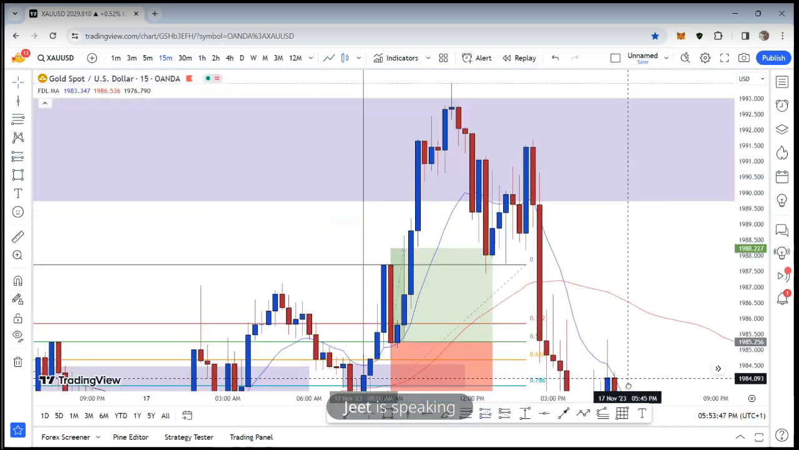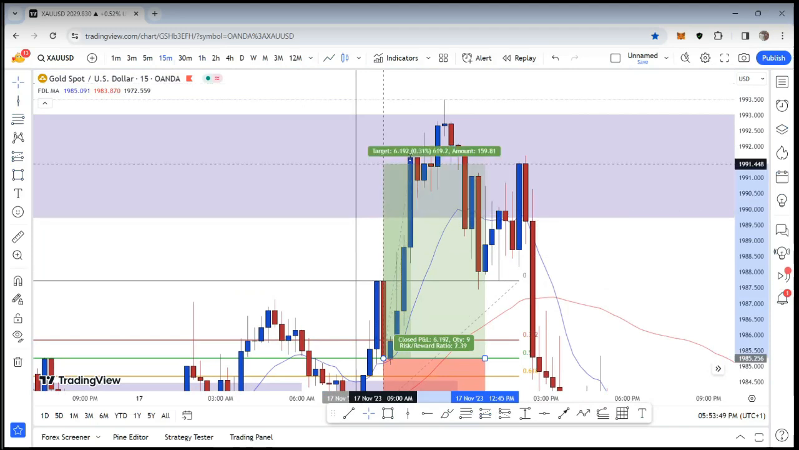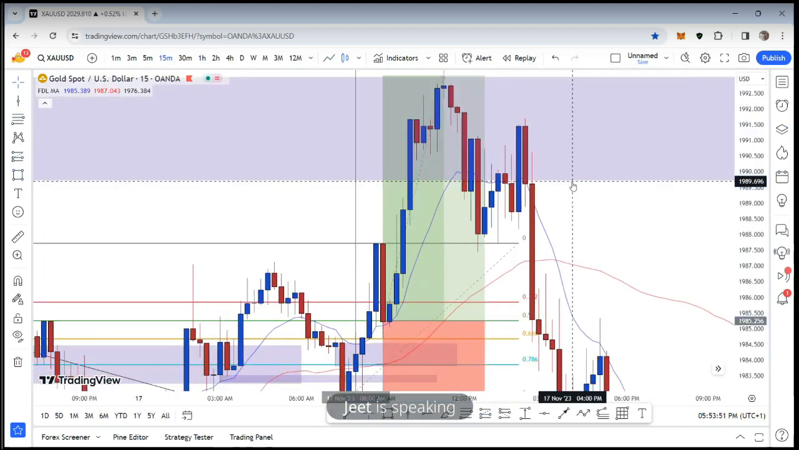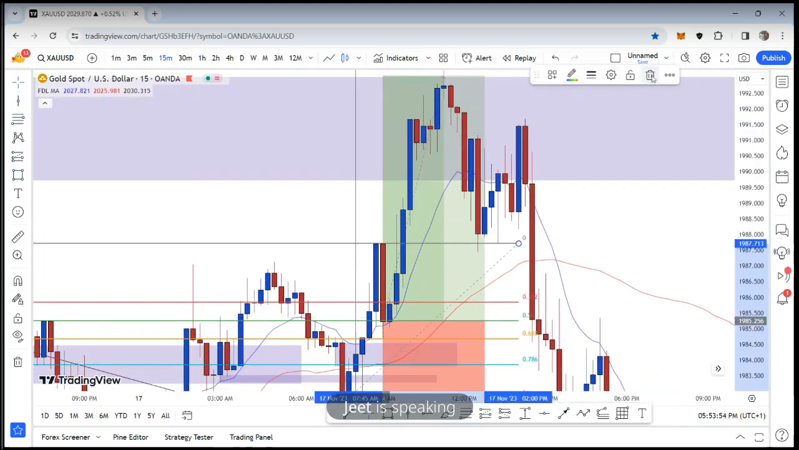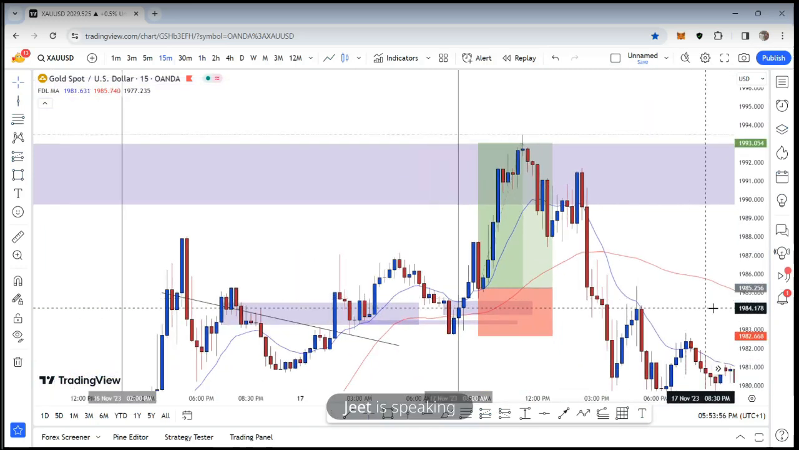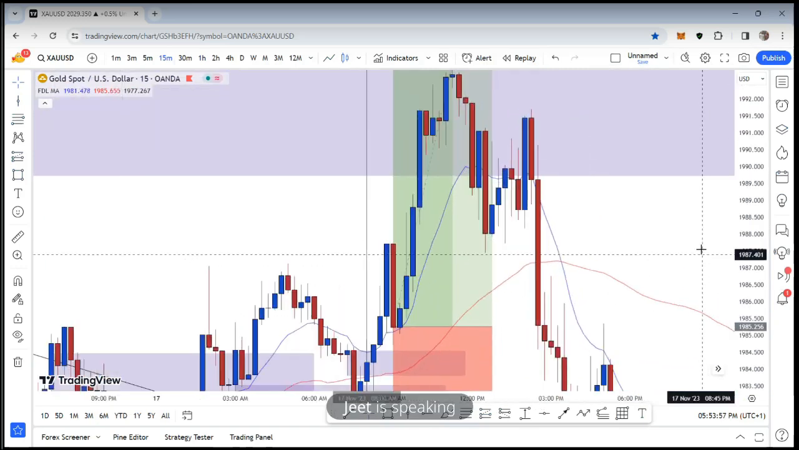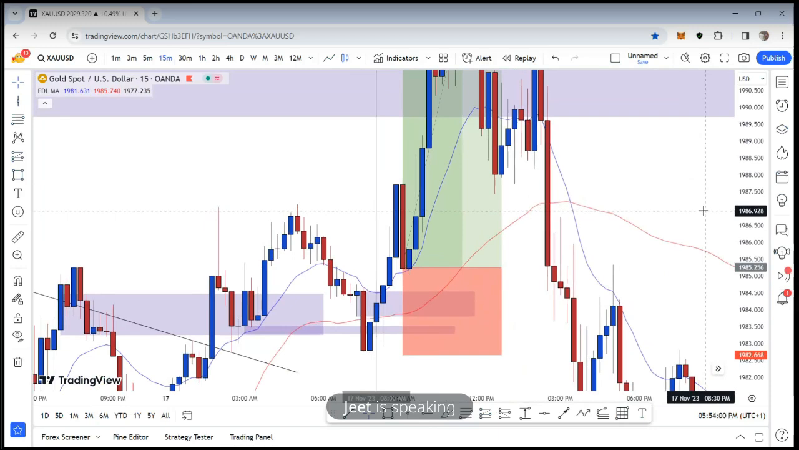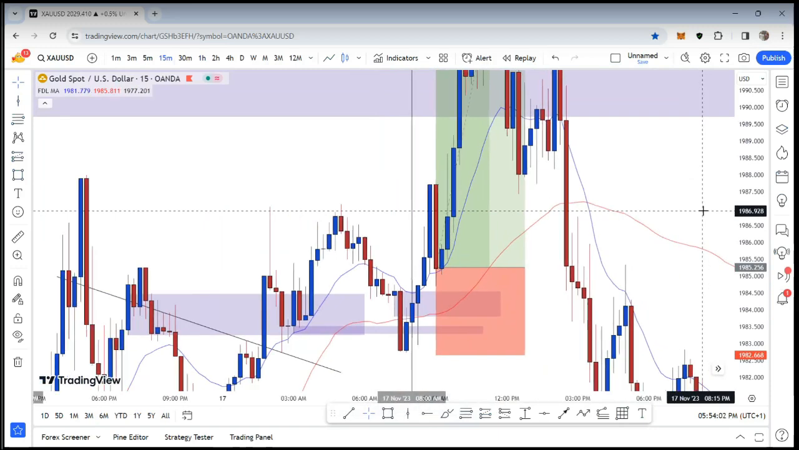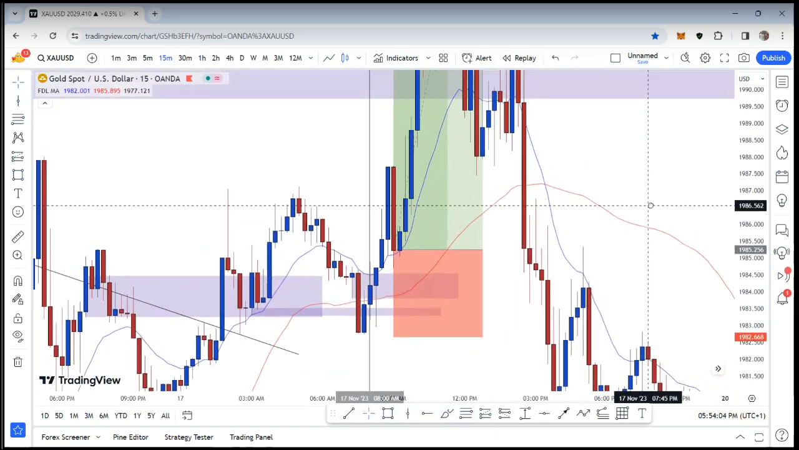And where was our TP? This was our TP, and price eventually came up to like 70 pips. Easy peasy. Isn't that crazy? Yes. Isn't that crazy? It is, right?